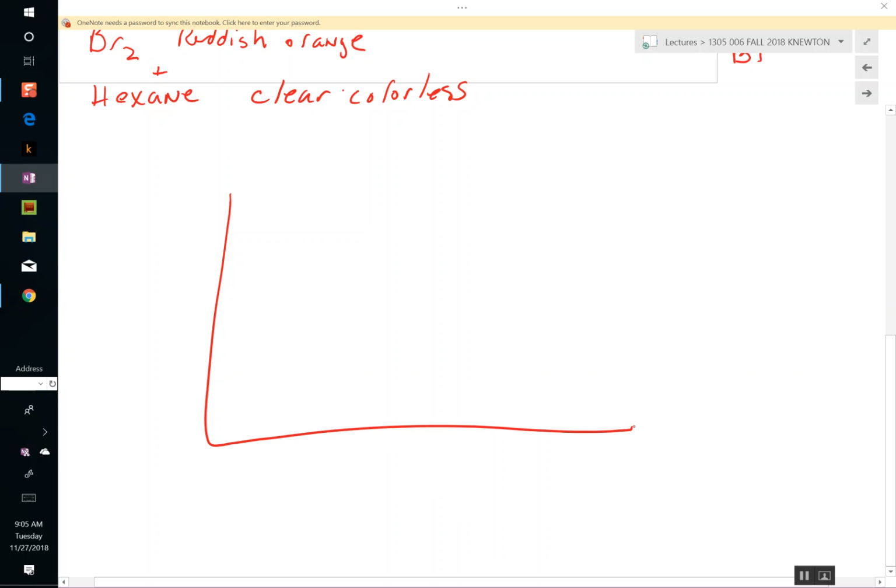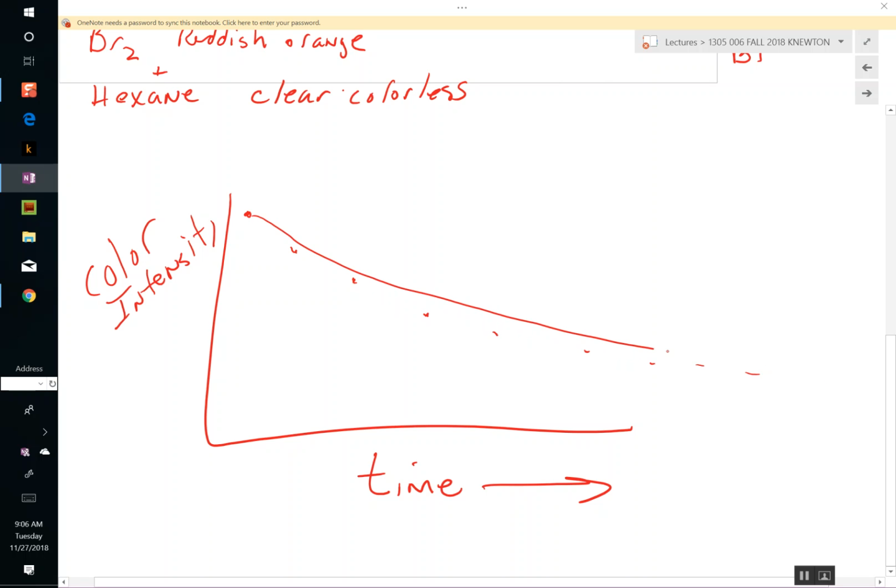You could have a graph which is, this is time. Usually a kineticist always is measuring time. And this would be the color intensity off of this colorimeter. So it starts out here, and here, and here, and here. And so they are actually graphing the disappearance of the bromine with time. And this time would probably be in minutes.